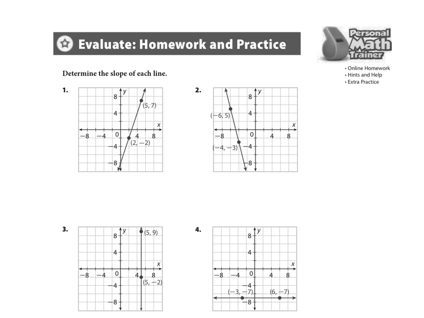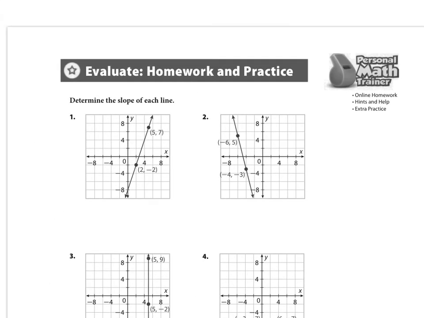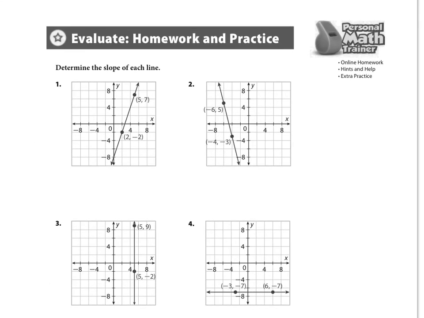So for lesson 5.3 on page number 227, you are going to be doing numbers 1 through 12 and then 13 through 25 odd. 1 through 12 and then 13 through 25 odd.